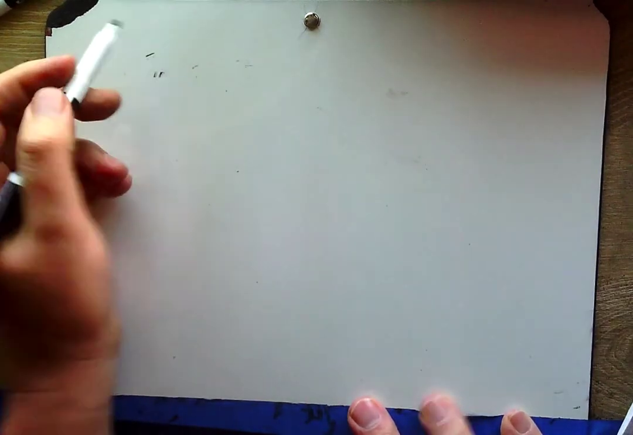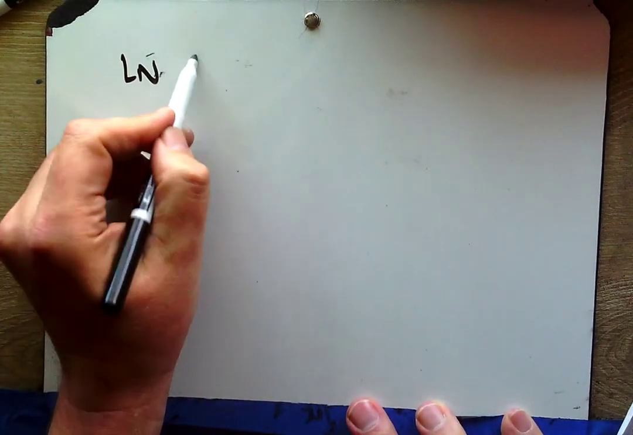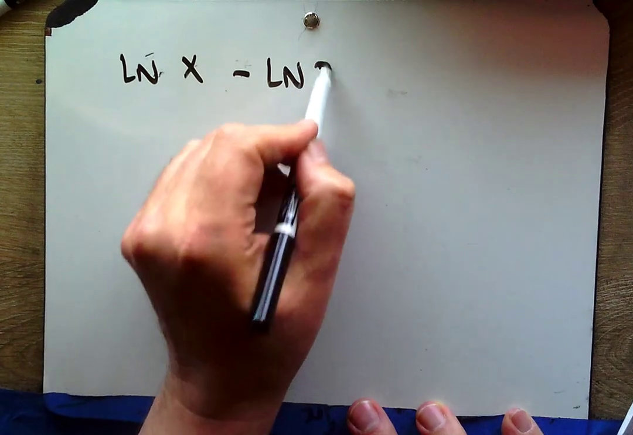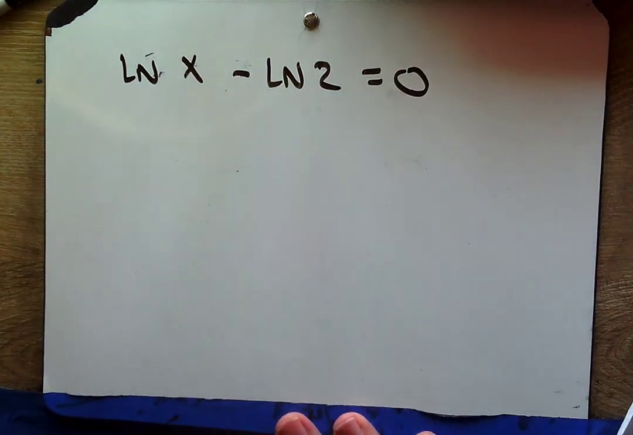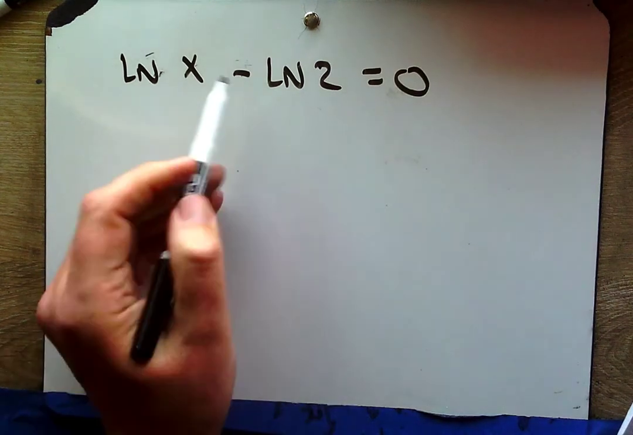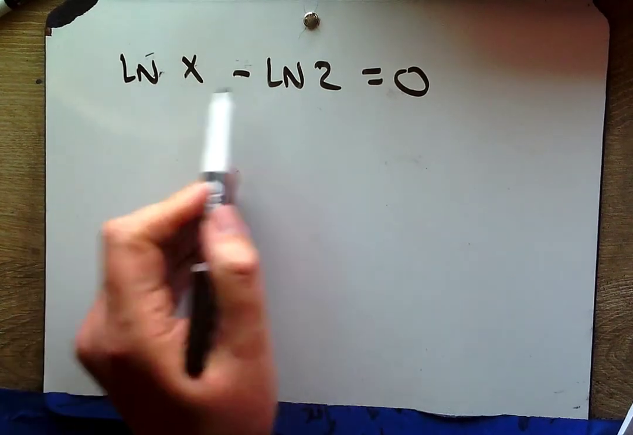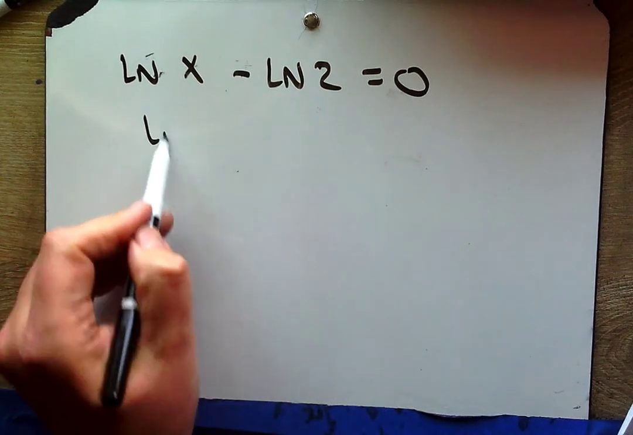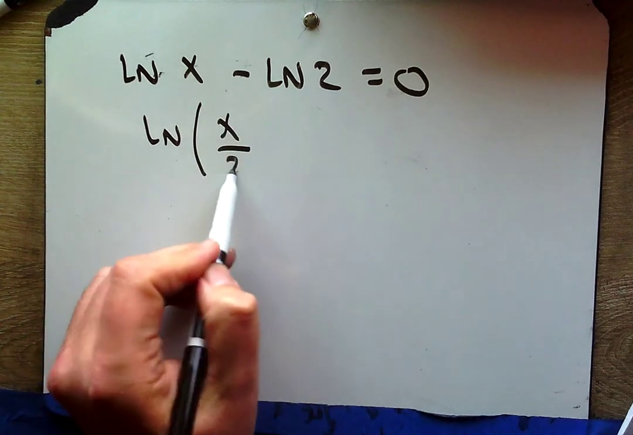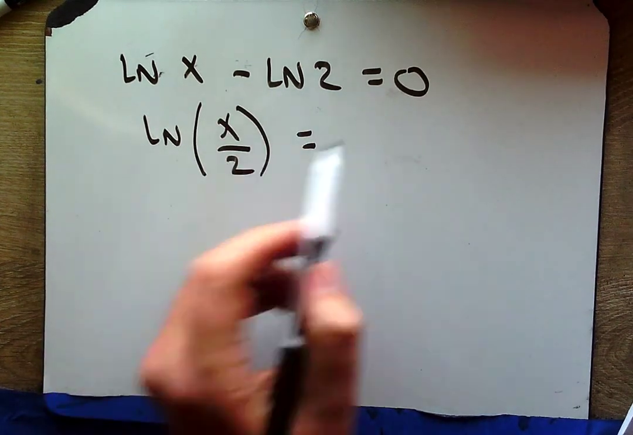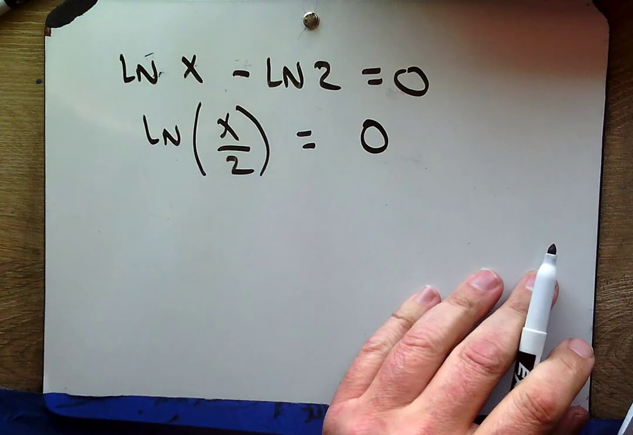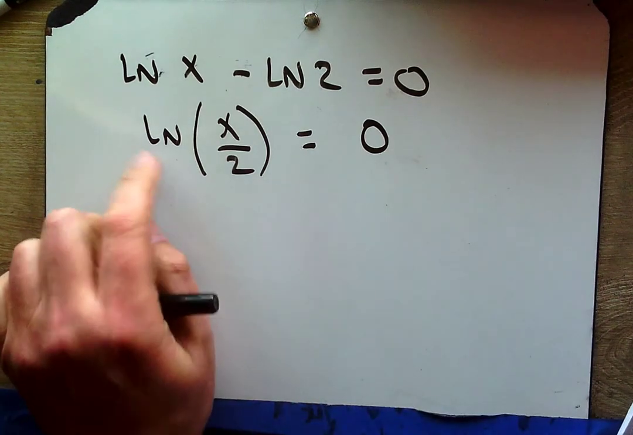Okay, how about some loggy things? ln of x minus ln of 2 equals 0. What can we do here? Well, I can think of a couple of things. The first, since we just talked about log properties, would be to say, oh look, 2 logs joined with a minus. That means I can write this as 1 log where there's division. But now what? Well, I have to get rid of this.